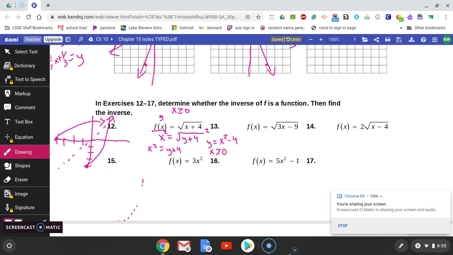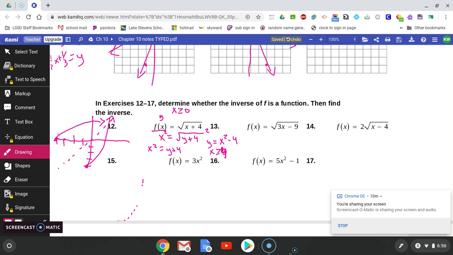All right, so on number 13, again, we want to think about our domain on this one. So if I think about setting 3x minus 9 equal to 0, and this was x greater than or equal to 4. I don't know why I put 0. The lowest x went was 4, so the lowest x can go is 4 on that one as well.